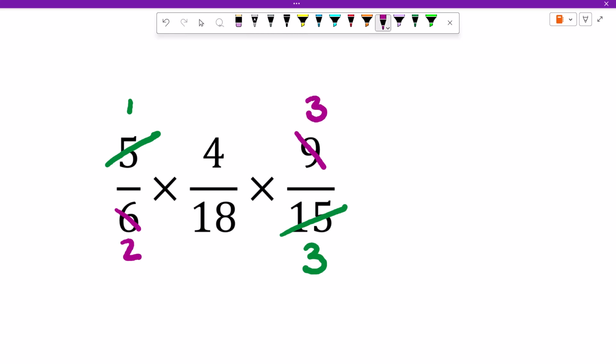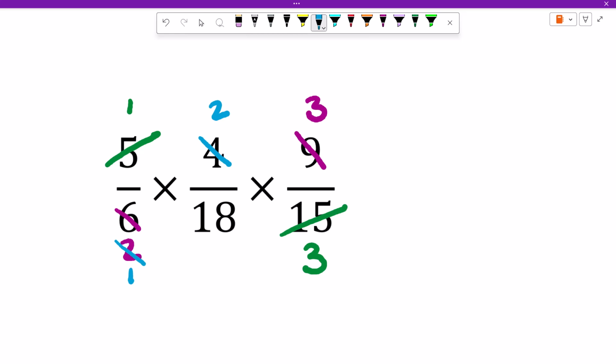Hannah? 2 and 18. 2 and 18 we cannot do because they're both on the bottom. 2 and 4 then. 2 and 4, sure. Let's do 2 and 4. 2 and 4, both even numbers, so divide by 2.